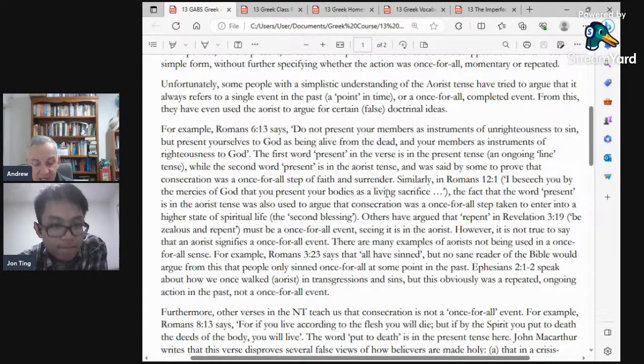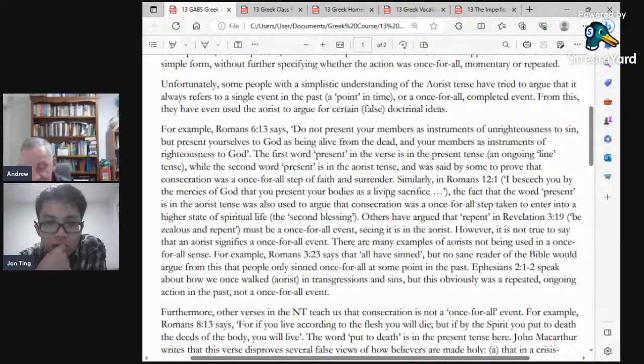There was a teaching, particularly in the late 1800s, that talked about how Christians could enter into blessing, enter into the victorious life, into a life of triumph over sin and power in serving God. And it was presented as a step of faith, a once-for-all consecration, where you present yourself, you surrender, you let go and let God.